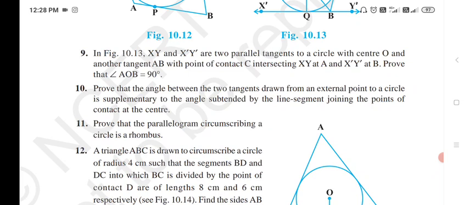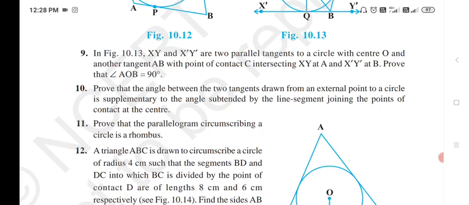So in the previous class, in the circles chapter, we have discussed up to question 10. Question 10 was: prove that the angle between the two tangents drawn from an external point to a circle is supplementary to the angle subtended by the line segment joining the point of contact at the center, and we have proved that, right? So now the 11th question is: prove that the parallelogram circumscribing a circle is a rhombus.